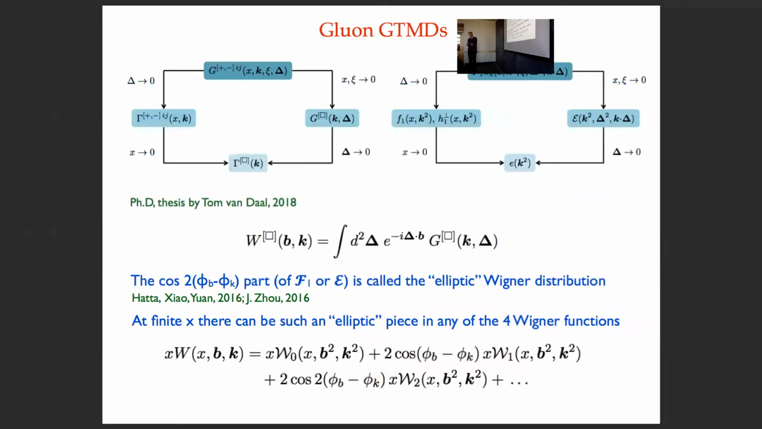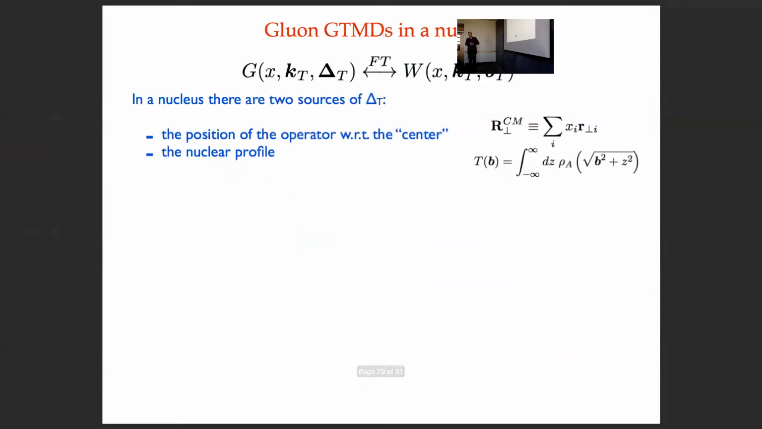But if you are at large x, any of these four functions will have an elliptic piece. And the cosine phi piece is then related to this Odderon thing, because you have to have this minus sign, you go delta to minus delta, k to minus k. So it is related to odd harmonics. This is the point I want to make, and then I'm done.